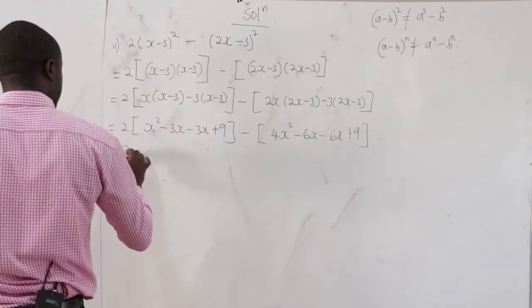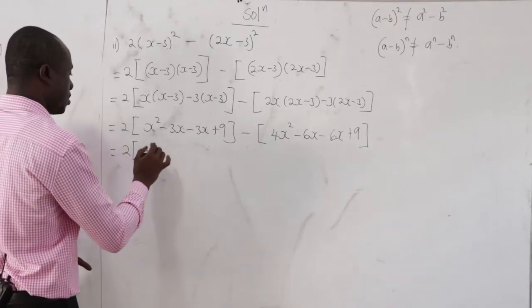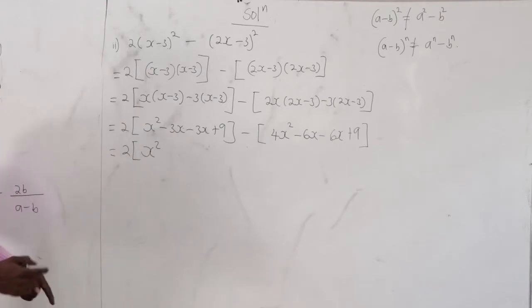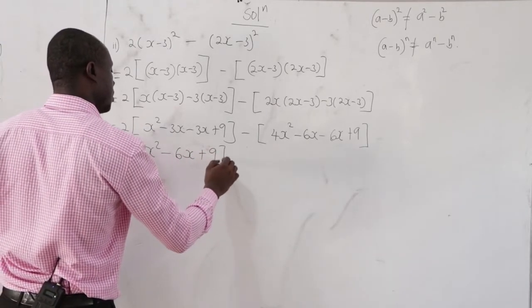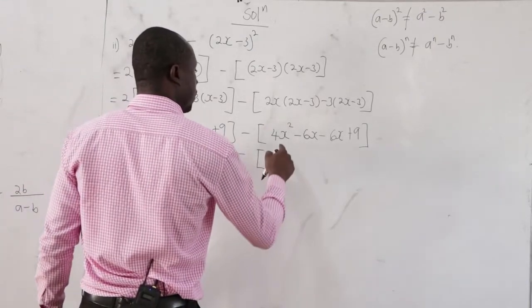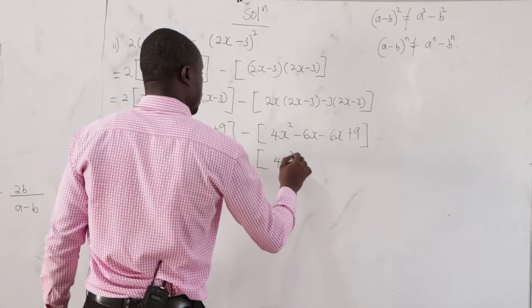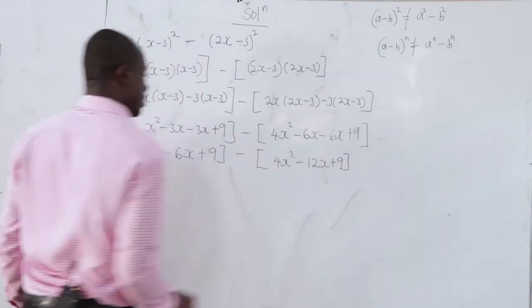Now we have to simplify the bracket first. Now we have x squared, negative 3x minus 3x. This is giving us negative 6x plus 9. We shouldn't forget our negative. So we have 4x squared minus 12x plus 9.